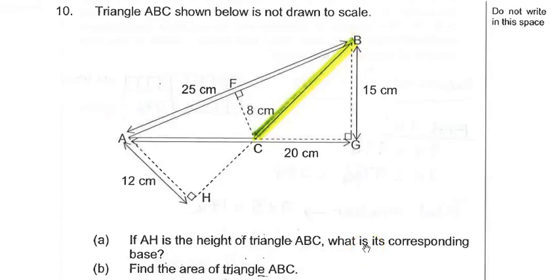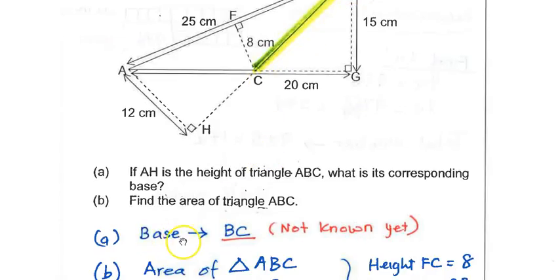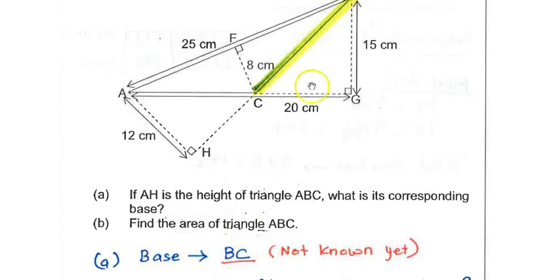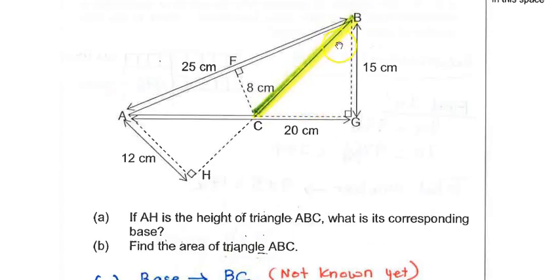Now this one, be very careful. If AH is the height of the triangle ABC, this whole thing, if AH is the height, then this CB must be the base. Base will be CB or BC. Take a look here. You don't know yet. There's no number over here. You must find out from this and this what this measurement is.